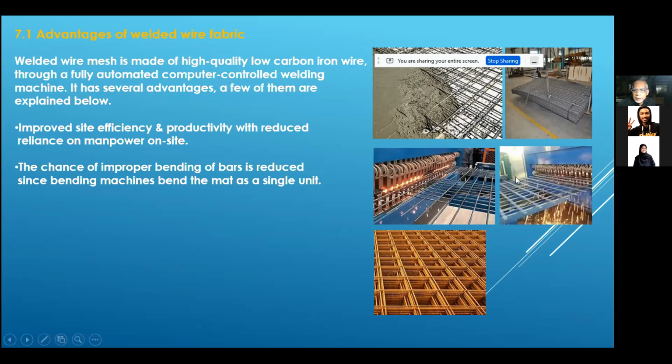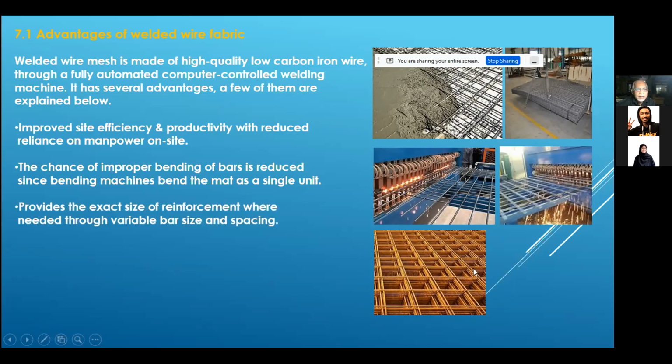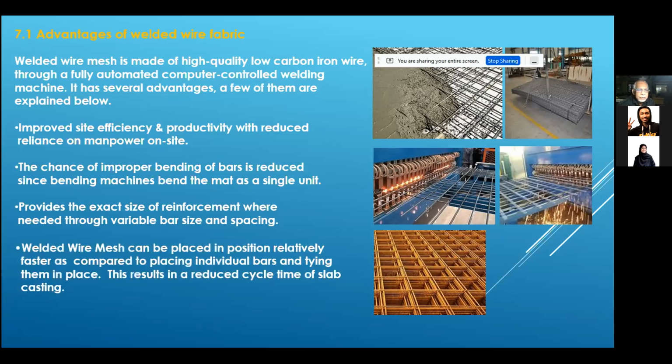This is the factory welding system. You can see the two photographs here. In the middle photograph, you see how they are welded perfectly according to the size, so without any failure in the product there. And then it provides the exact size of reinforcement where needed through variable bar sizes and spacing. Yes, they have varieties of sizes and grades from small to big.